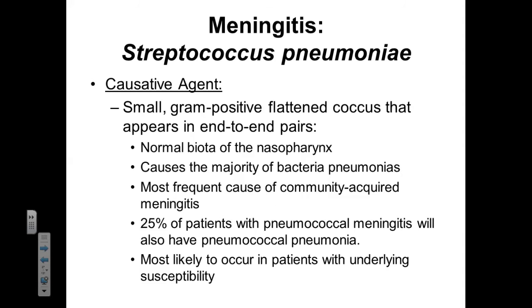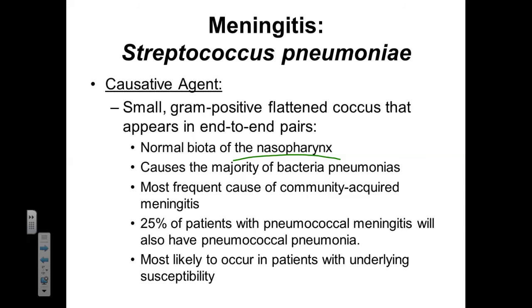Let's first focus on Streptococcus pneumoniae. The causative agent is going to be a very small, gram-stained, flattened coccus bacterium that appears end-to-end in pairs. So there's going to be a line of small spherical bacteria. These bacteria are typically going to reside in the nasopharynx. One of the reasons why many of these bacteria that cause meningitis normally reside in the nasopharynx is because our olfactory bulbs, which are part of our nervous system, come in close contact with the nasopharynx region, and it's an easy point of access for microbes to get to our brain.